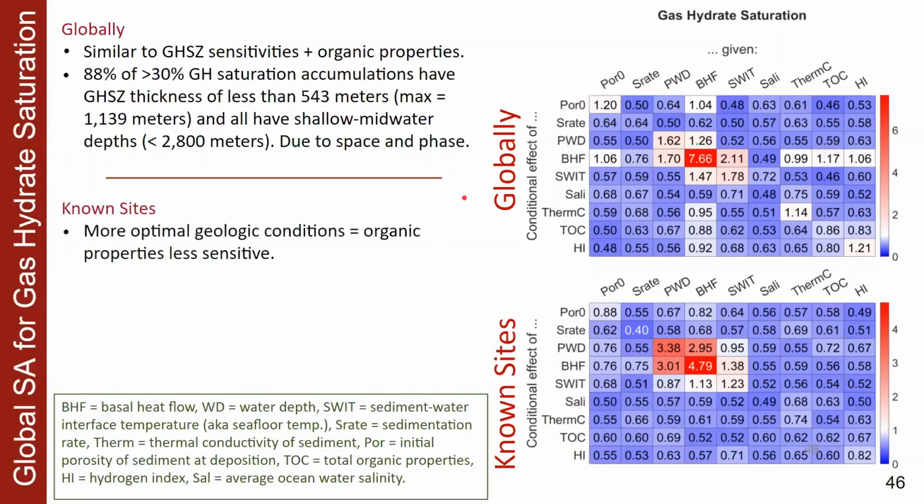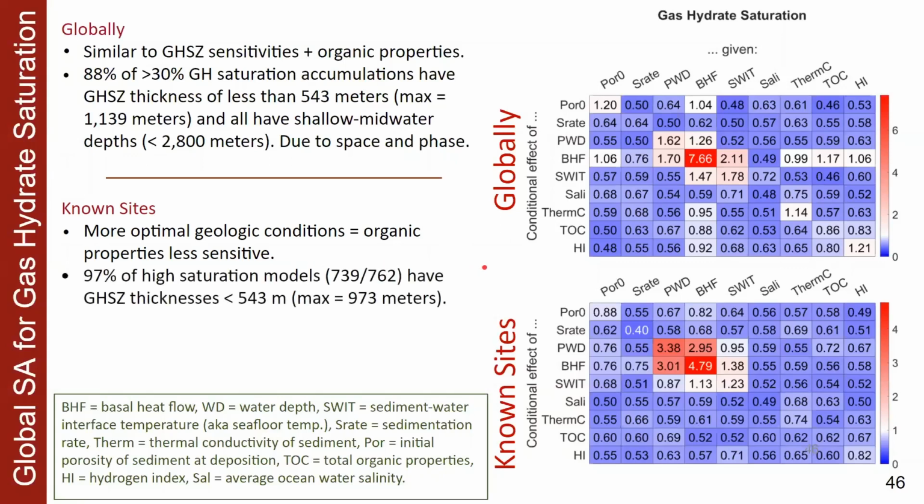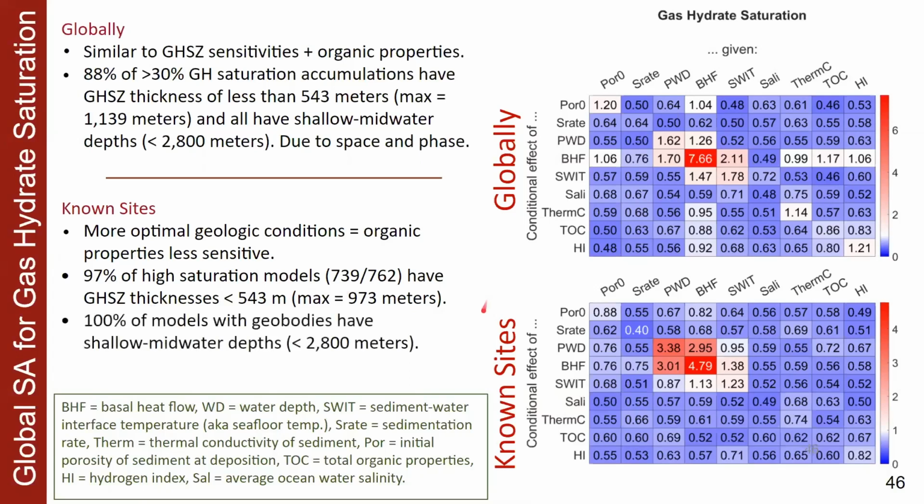The interpretations for the known sites are that overall there are more optimal geologic conditions, so the organic properties are less sensitive or important for the system here. 97% of the promising accumulations, so about 740 models, have relatively thin stability zones, so this kind of goes along with that theme. And 100% of the models with geobodies or promising accumulations have shallow to mid-water depths.